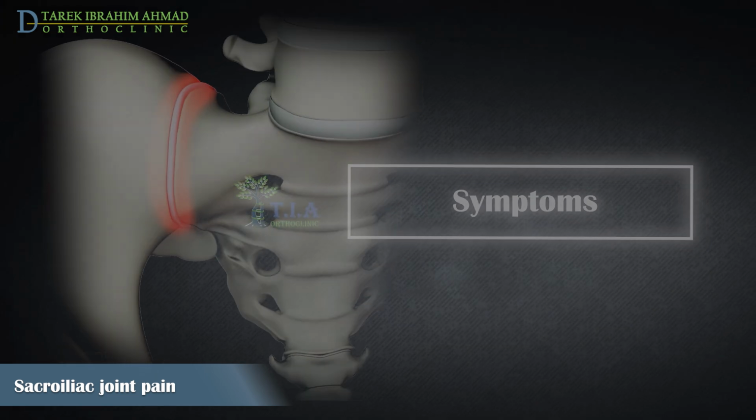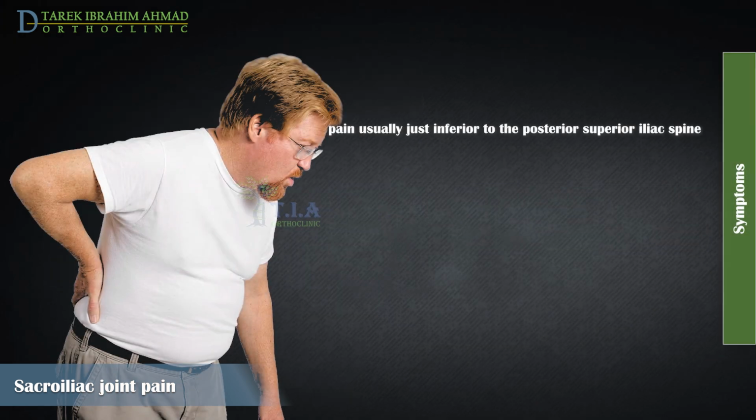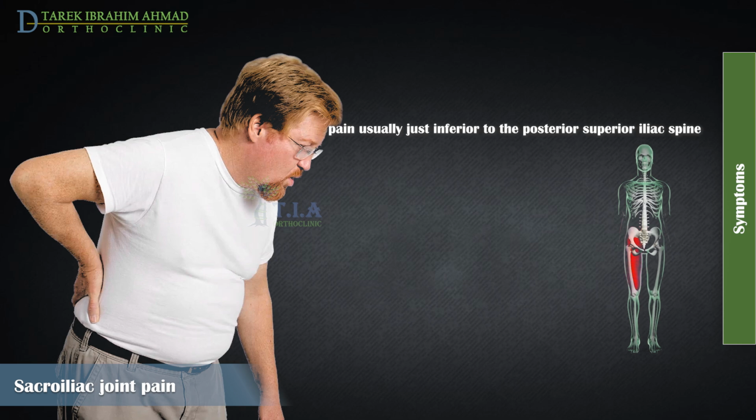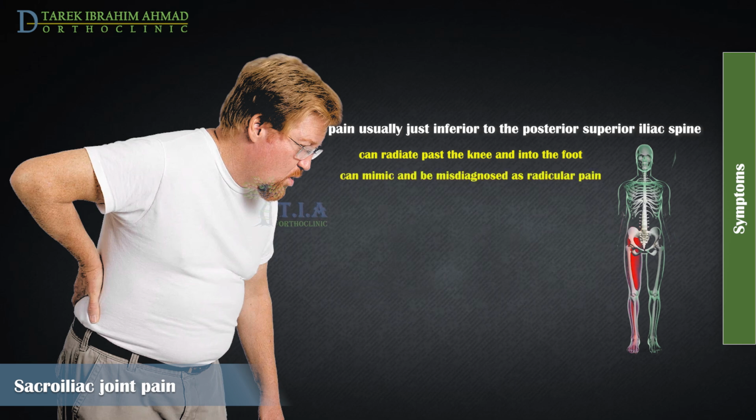Symptoms. Patients usually complain of deep-seated pain, which usually starts in the lower back and buttocks, and extends down the posterior thigh, knee and even the feet. Pain can frequently mimic and be misdiagnosed as radicular pain. While the pain is usually one-sided, it can occur on both sides.